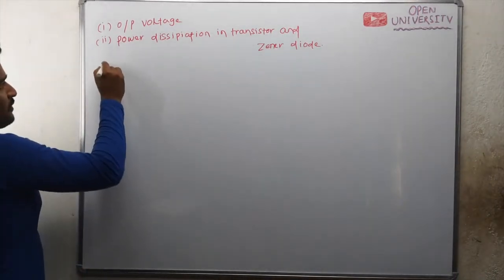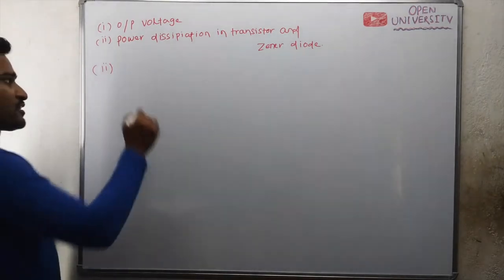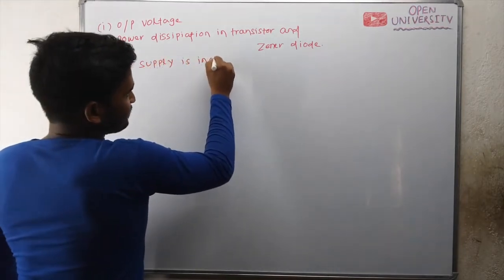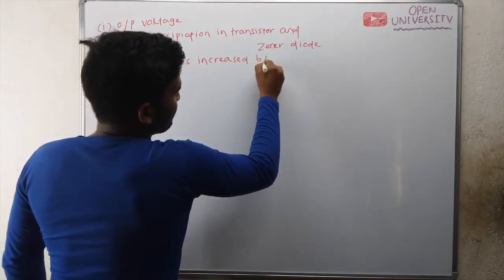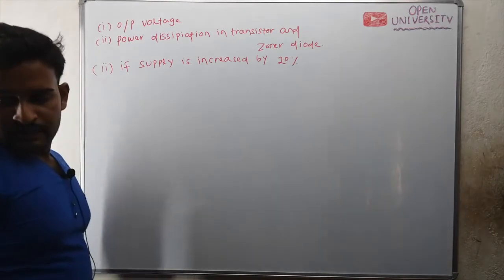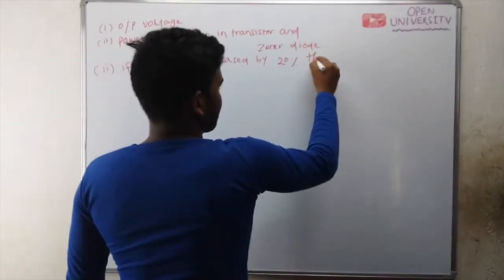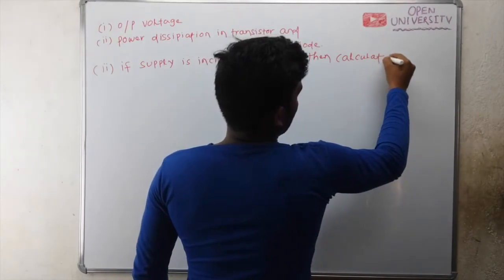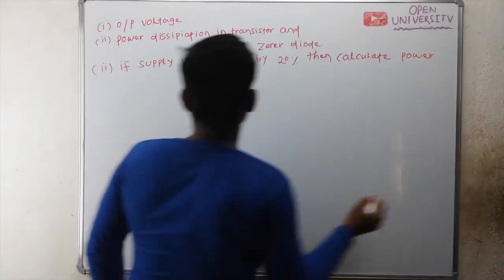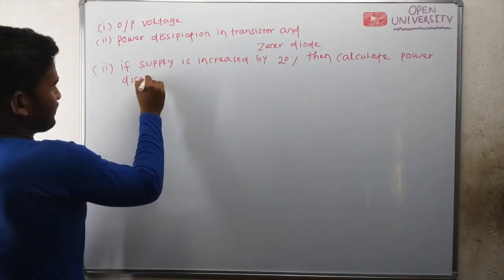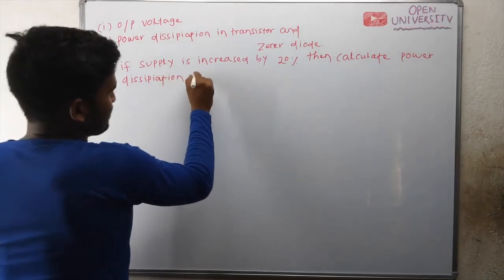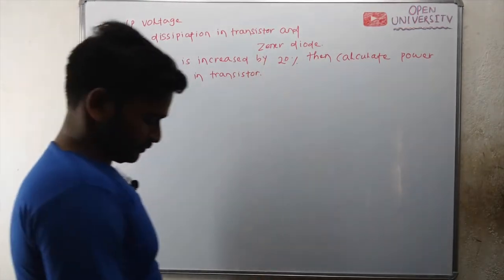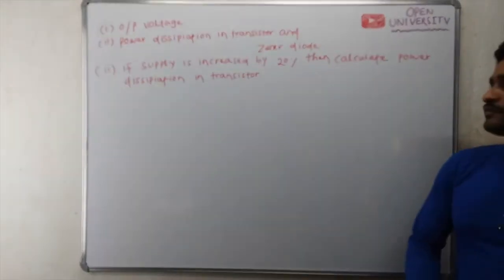Third point, if the supply voltage is increased by 20%, then calculate the power dissipation in transistor. And draw the diagram.